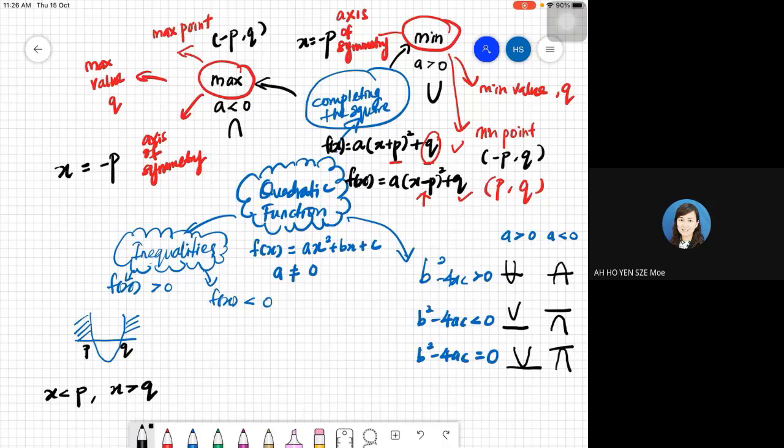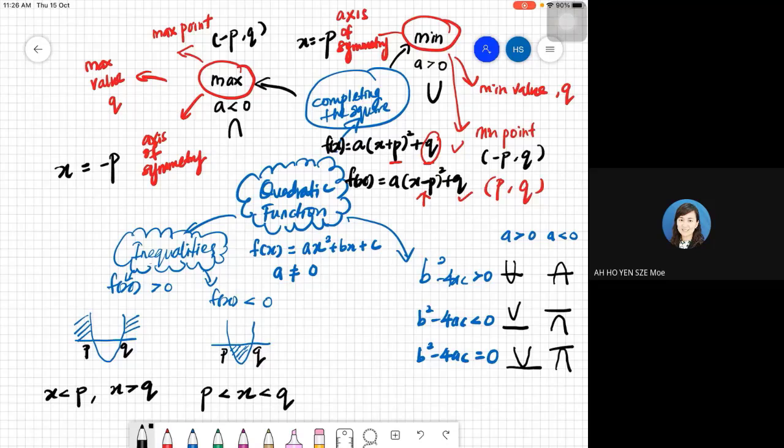Okay, if your fx is less than 0, less than 0 is in between. So this is the region. So your last answer for x will be in between p and q.